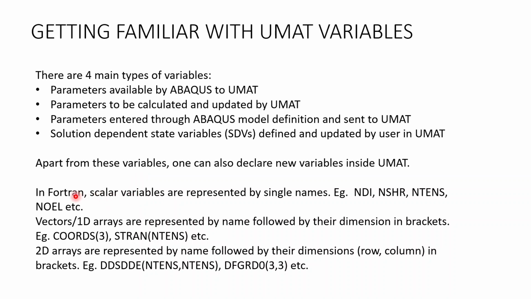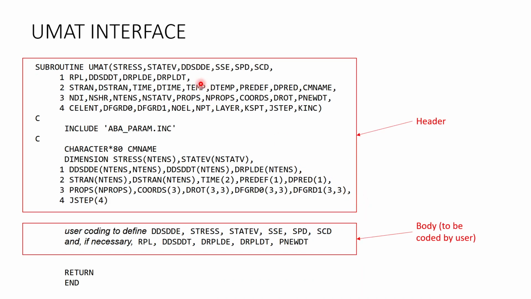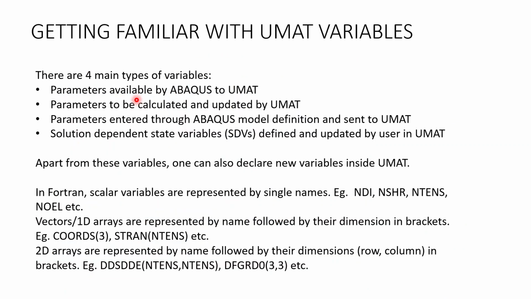When it comes to the variable names, the scalar variables are represented by single names. We cannot use numbers or symbols to represent, like lambda or mu, we cannot generally use. So we have to represent it by names which consist of letters. For example, if you see here, there are many variables like NDI, NSHR, NTENS. We will be looking at these soon. These represent scalar variables.